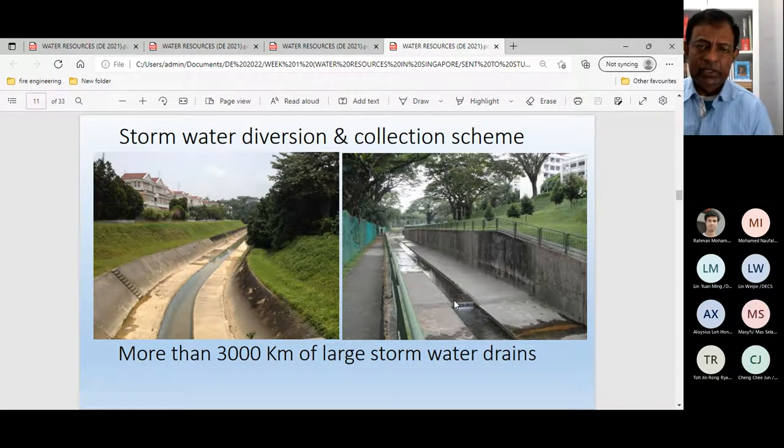And this water is highly polluted water. Why do I say that it is highly polluted?